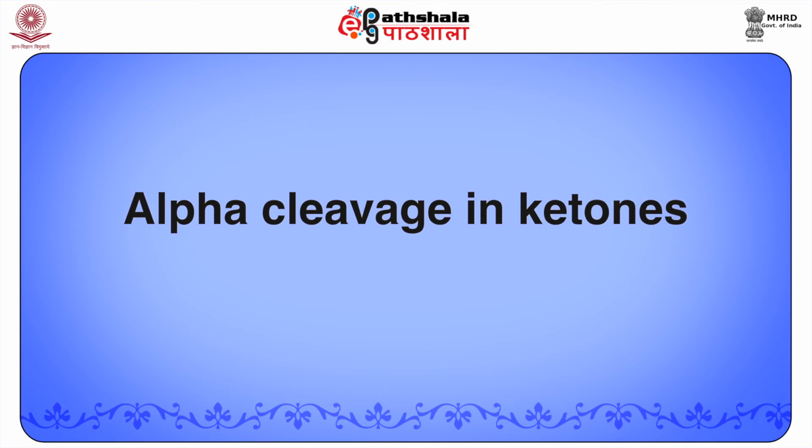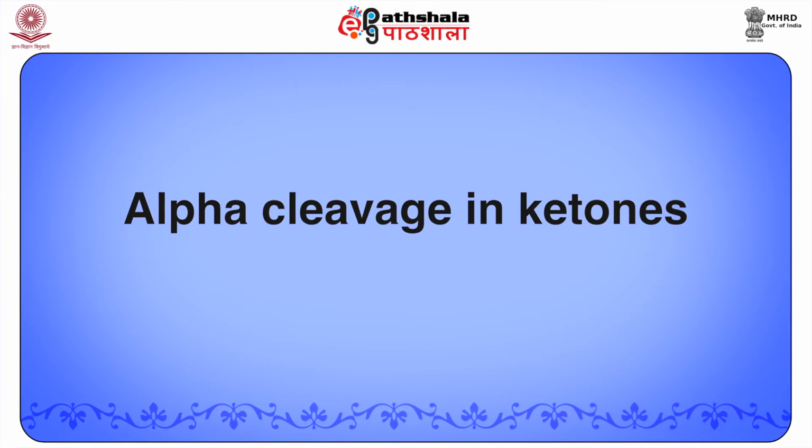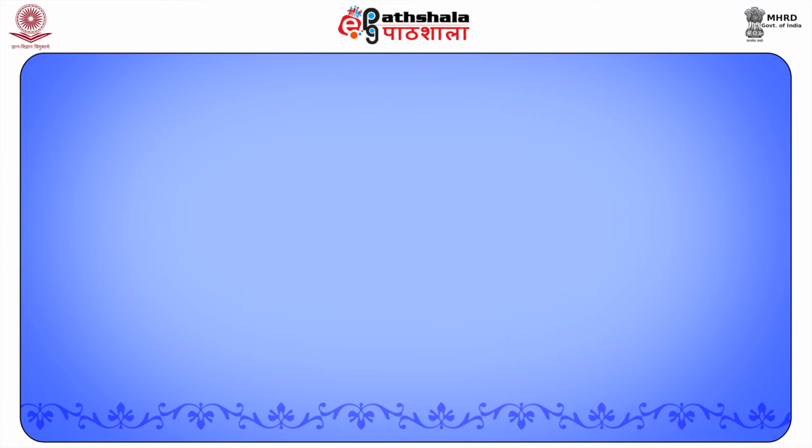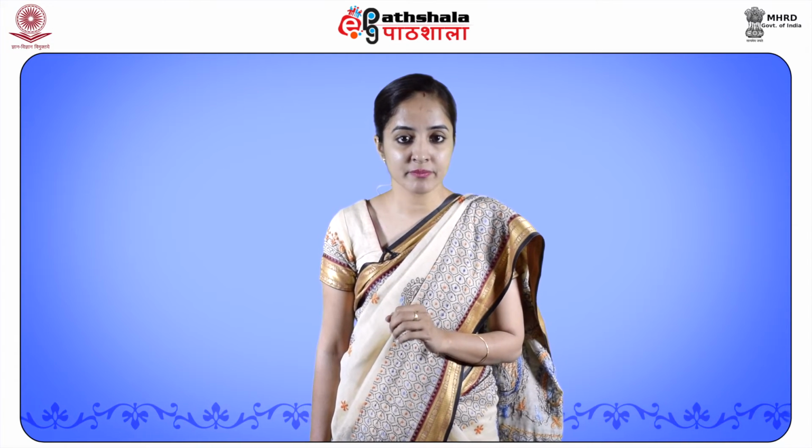Now let us consider alpha cleavage in ketones after having studied the cleavage pattern in alcohols. In ketones, students, the general formula is R1COR2. The carbon atoms of the radical R1 dot are called the alpha, beta and gamma carbons.